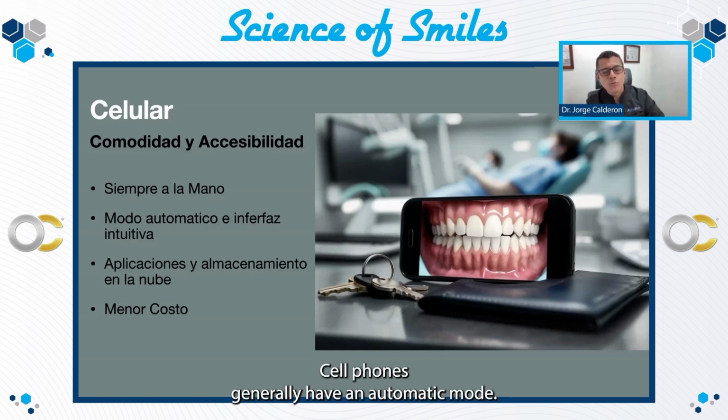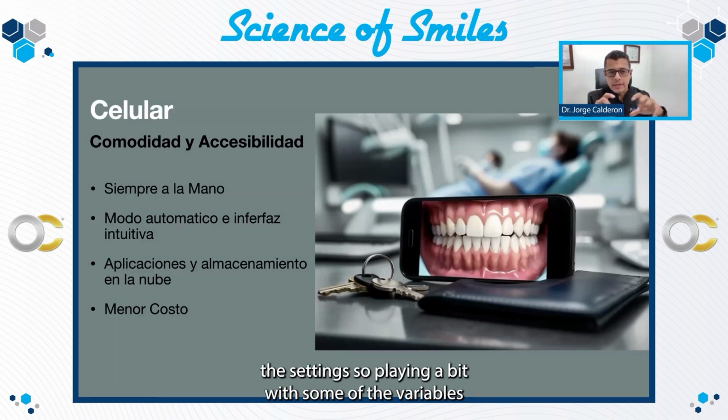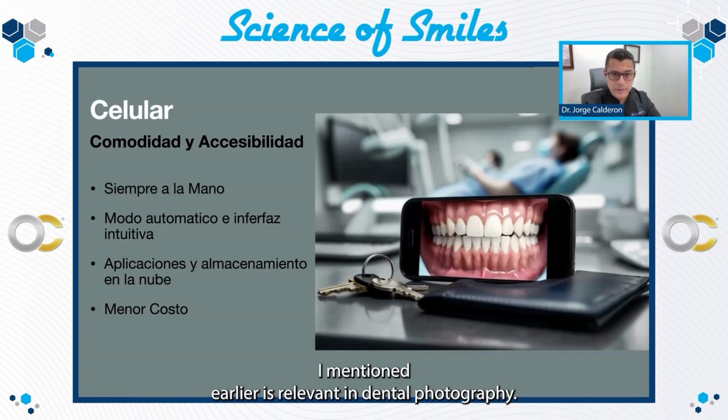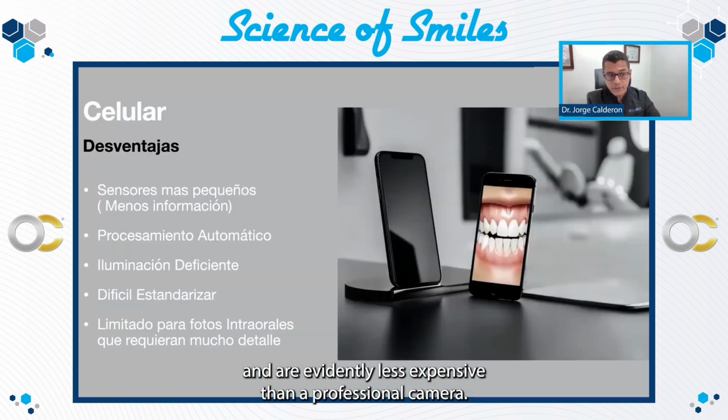Cell phones generally have an automatic mode. Right now, there are some latest models that allow us to change the settings. So, playing a bit with some of the variables I mentioned earlier is relevant in dental photography. They allow us to store in the cloud and are evidently less expensive than a professional camera.